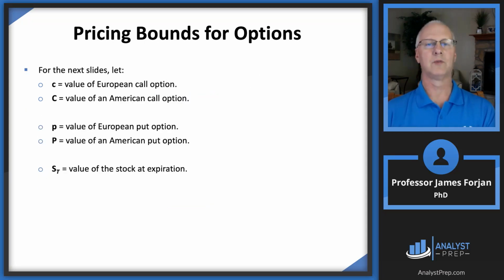Now here's, I'm sorry, I went ahead one too many. Here's a slide for notation. Lowercase is the European option, uppercase is the American option. Of course, the big difference here is that the European option, both the call and the put, can only be exercised on the expiration date. An American option, both the call and the put, can be exercised at any time between the purchase of the option and the actual expiration date.